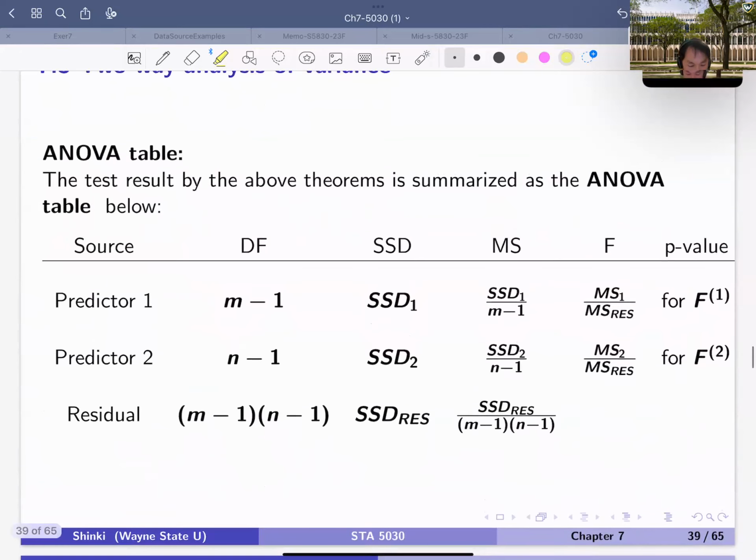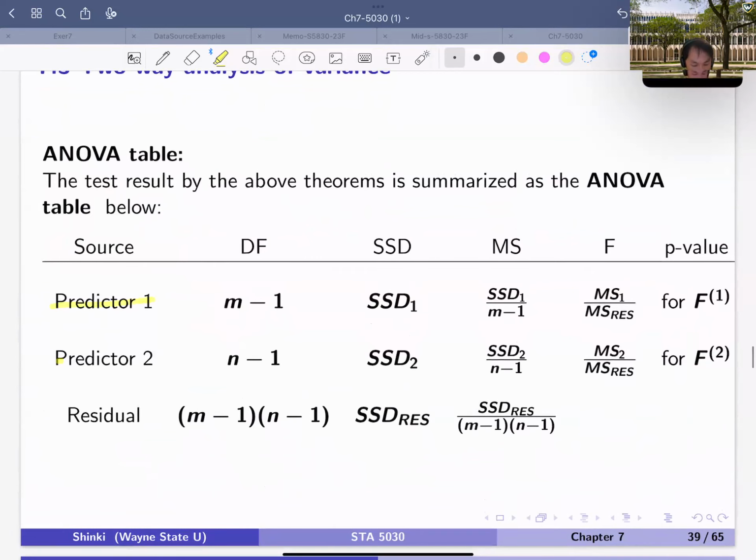To summarize, the ANOVA table looks like this: predictor 1, predictor 2, and we have degrees of freedom here. If we have 4 groups, then m minus 1, so df is 3. And with 10 groups for predictor 2, this is 9. This is good to check, because when you look at your outputs, if these numbers are different from what you expected, then probably your code has some error.